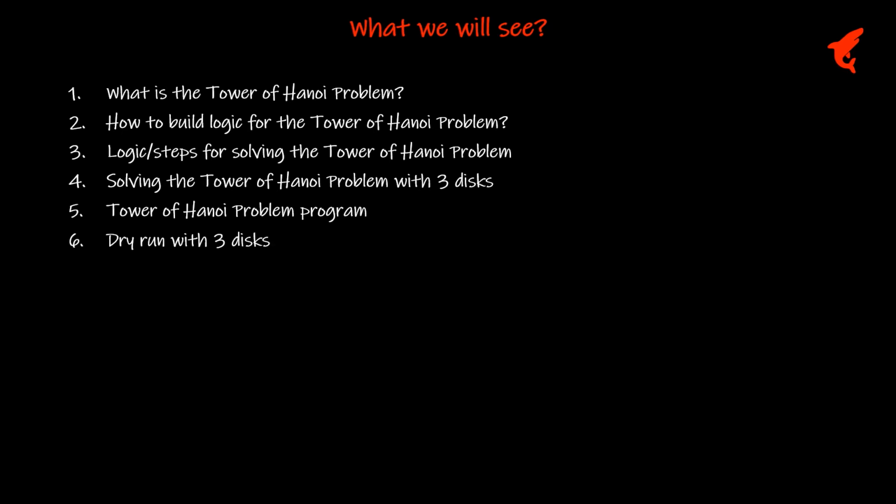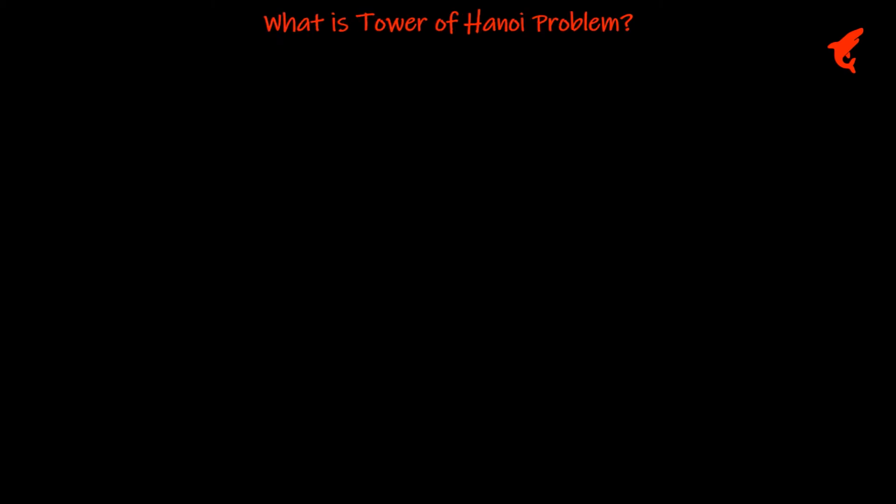We'll do a dry run with 3 disks to understand whether the logic which we have used actually solves the problem. Remember always to focus on how the logic is getting built. So what exactly is the Tower of Hanoi problem?